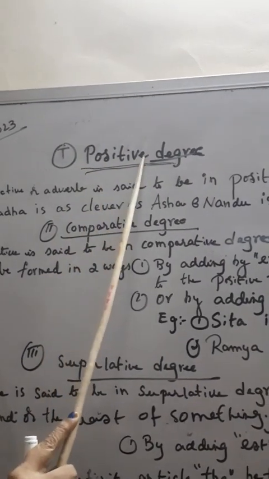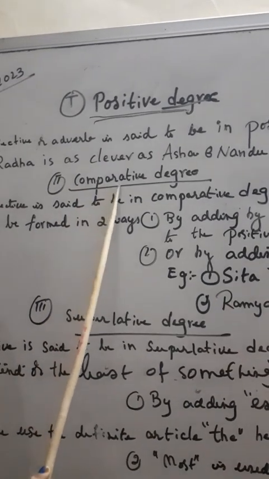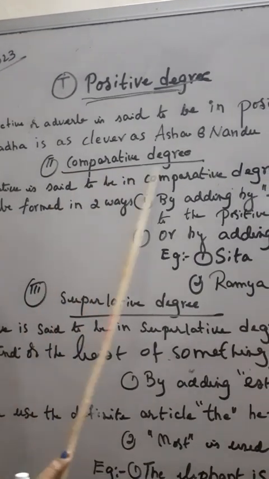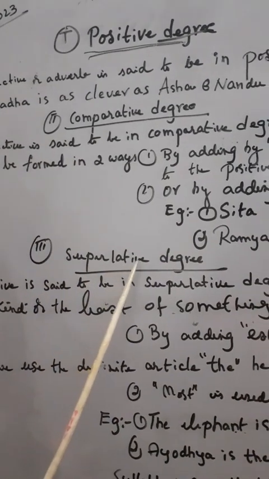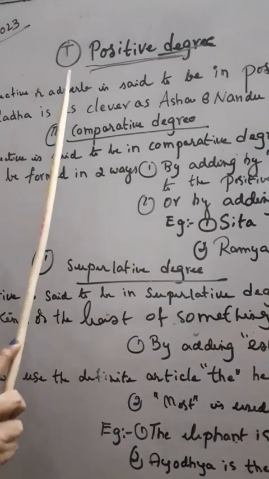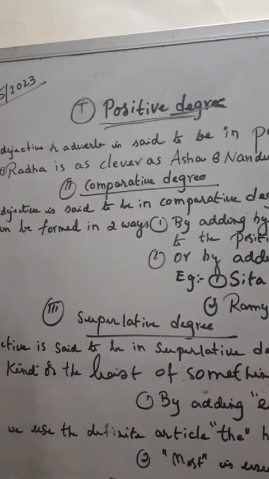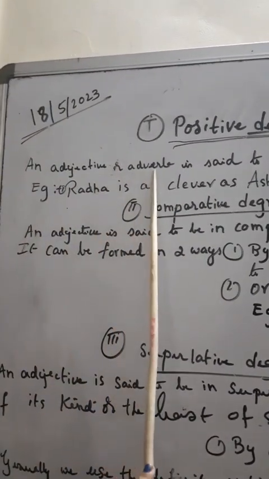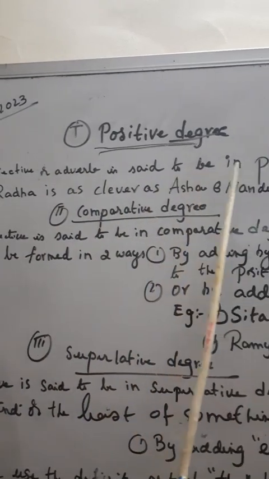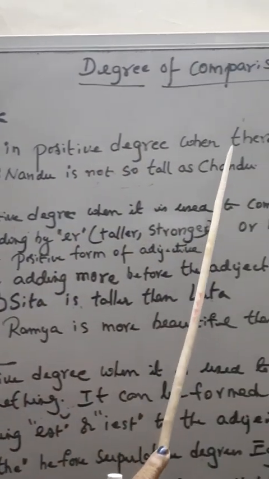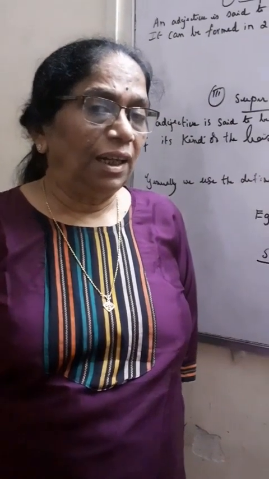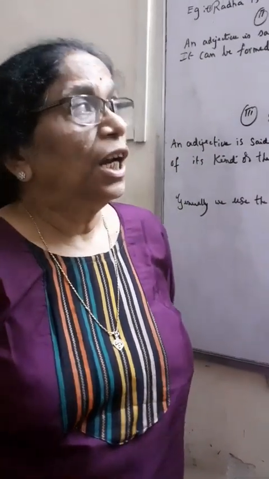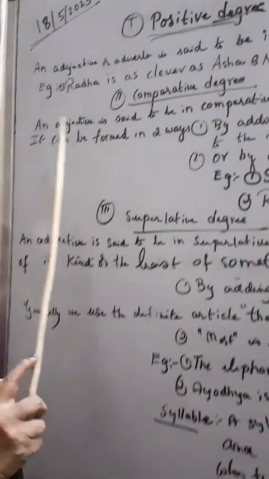Positive, comparative, superlative. Now, what is positive degree? An adjective or adverb is said to be in positive degree when there is no comparison. Here, we are not doing any comparison. Understand? Now, let's see examples.